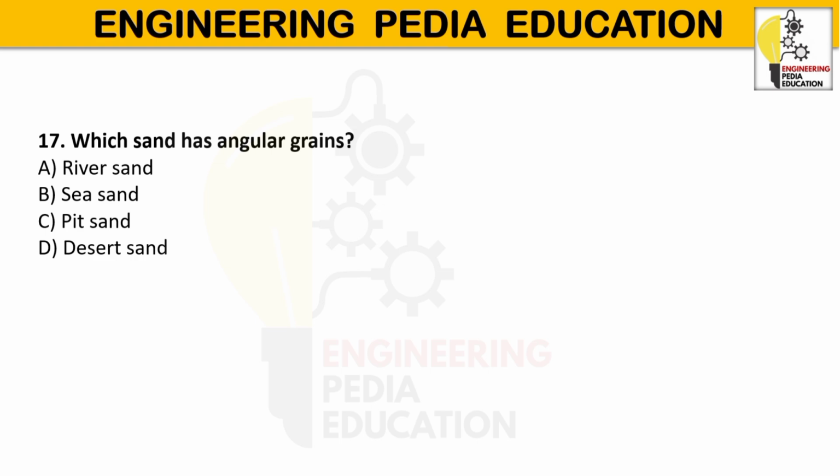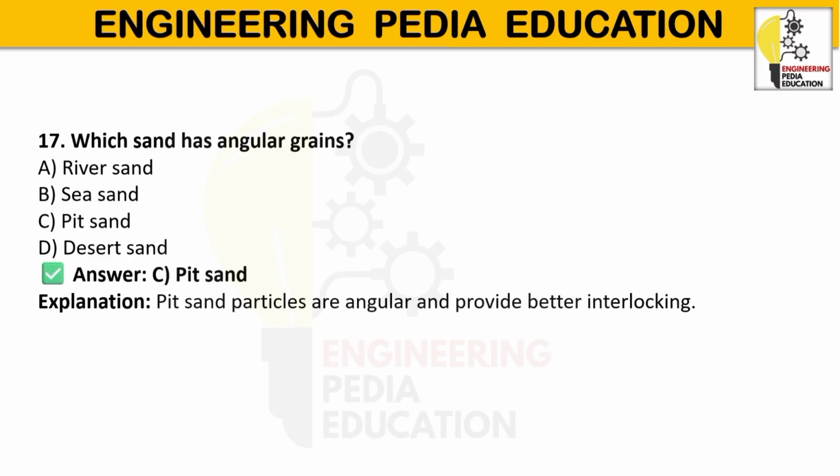Which sand has angular grains? River sand, sea sand, pit sand, desert sand. So the correct answer is pit sand. Pit sands are angular and provide better interlocking.